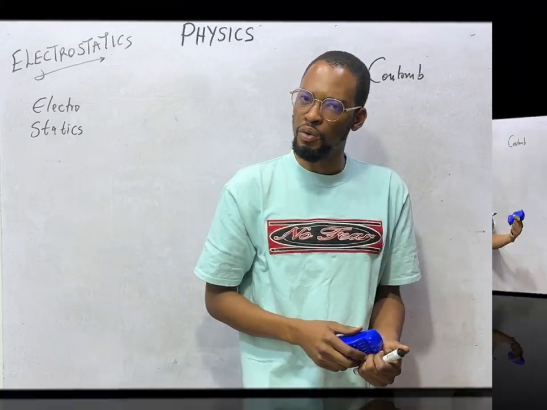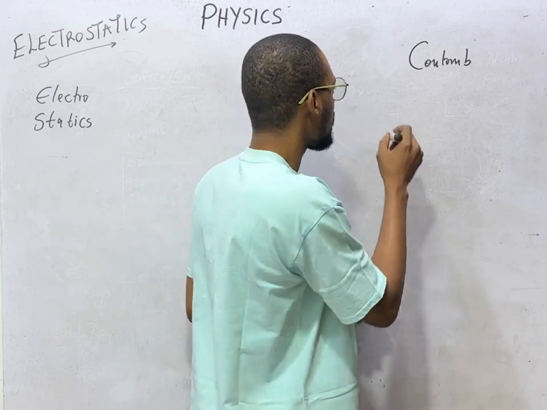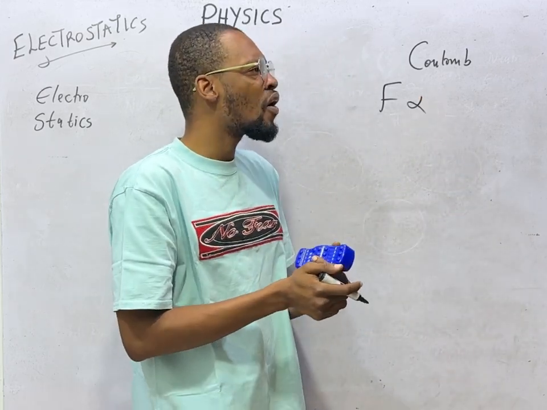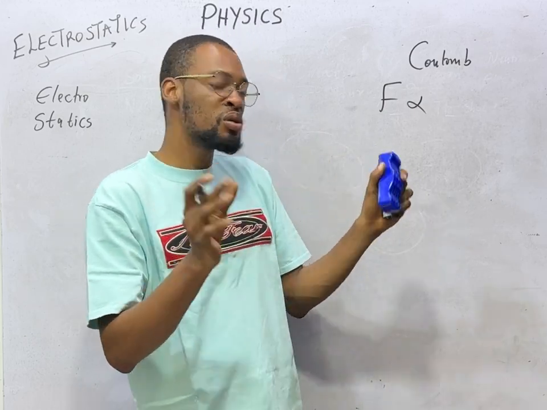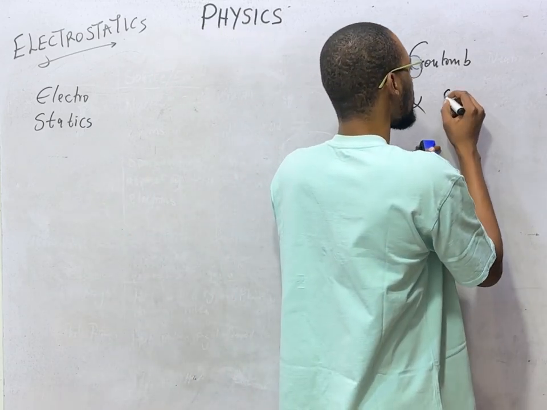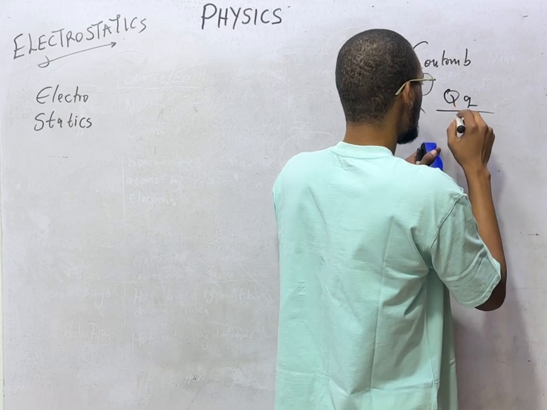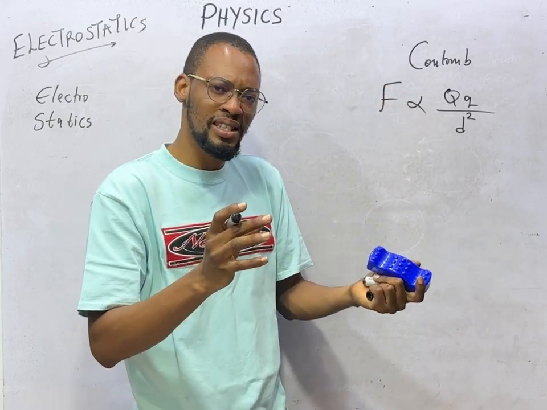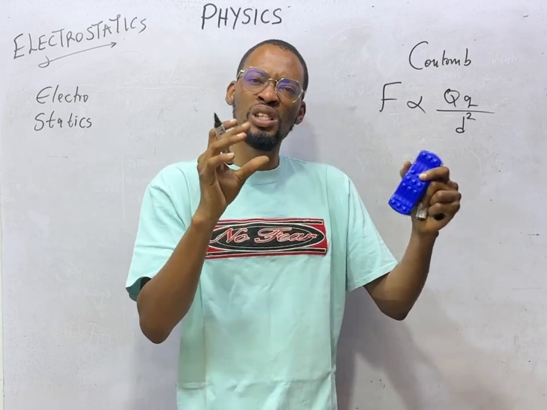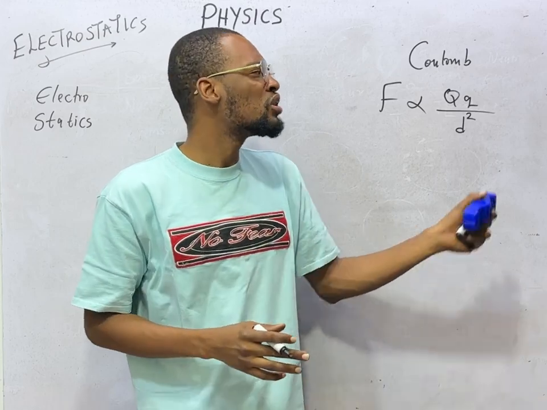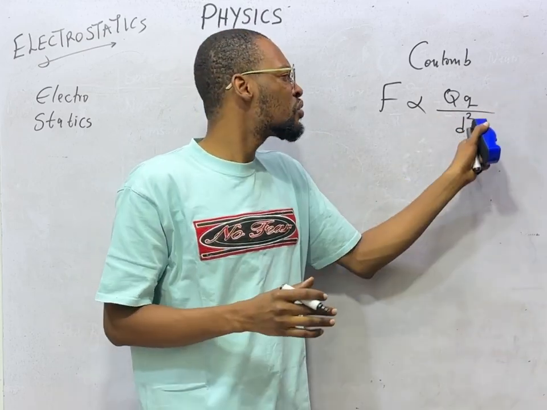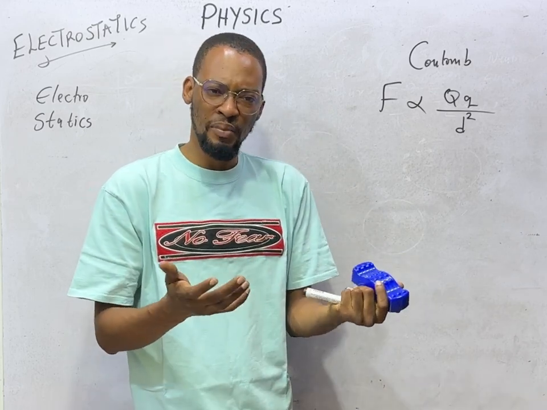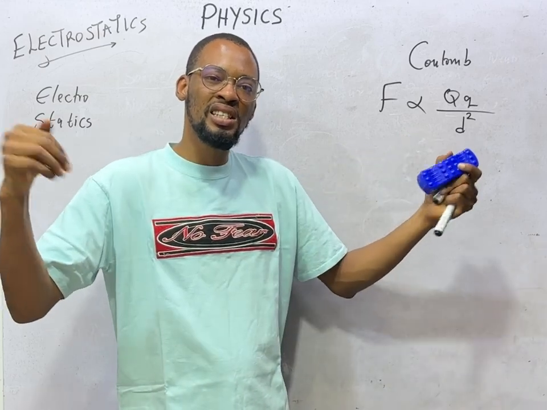How about the second law of Coulomb? Coulomb's second law states that the force of attraction, if they are unlike charges, or the force of repulsion, if they are like charges, between two charges, is proportional to the product of their charges, and inversely proportional to the square of their distance apart. Now, this is a limitation of Coulomb's law. It only applies to point charges. What are point charges? It means two small charges with a big distance apart.